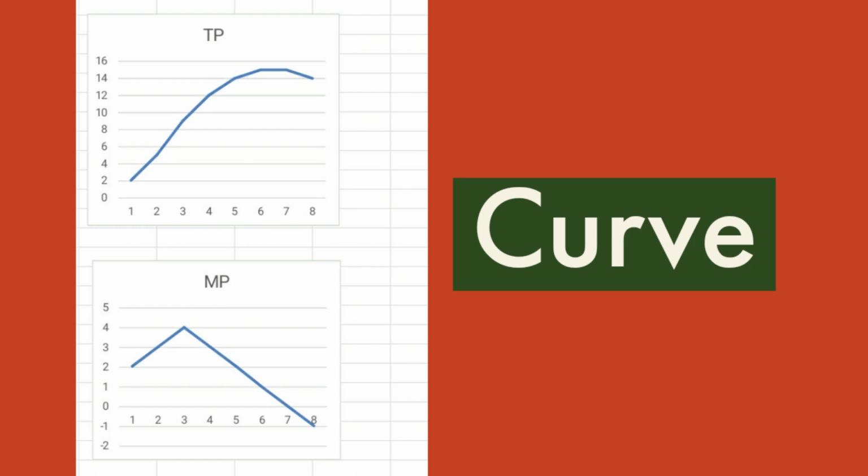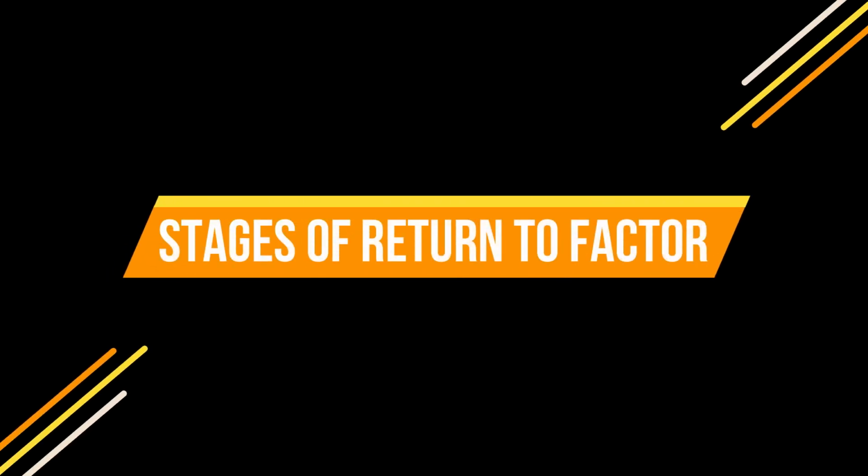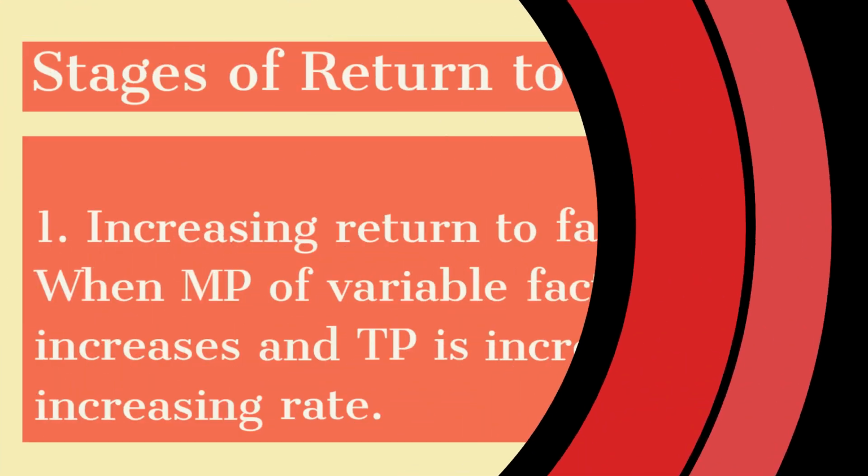Now we can talk about the stages of return to factor. When we talk about the law of variable proportion, the outcome of the law of variable proportion is the stages of return to factor. There are 3 stages of return to factor, that is increasing return to factor, diminishing return to factor, and negative return to factor. We can say it is the explanation of the law of variable proportion.